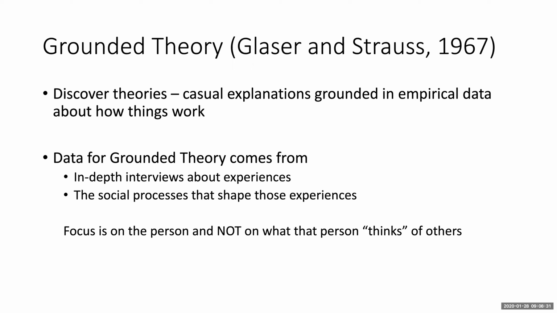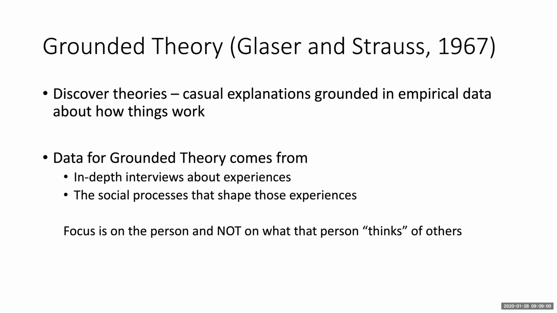This is Glaser and Strauss, 1967. And again, a lot of these references are really old because I want you to get as original as you can. A lot of the things that we do, while it can be traced back further, a lot of the real hallmarks of these processes and these theories are, you know, they're not that old. We want to discover theories, causal explanations, grounded in empirical data. We want to look at how things work. We want to look at data for grounded theory.